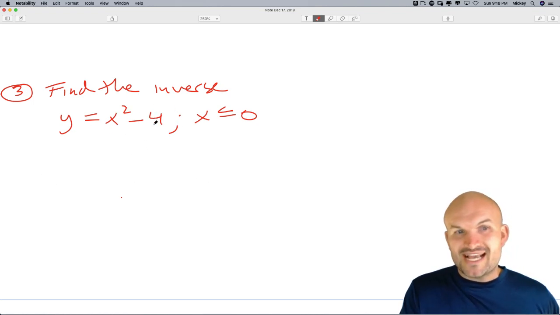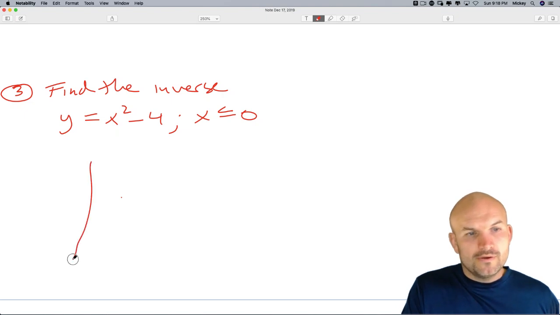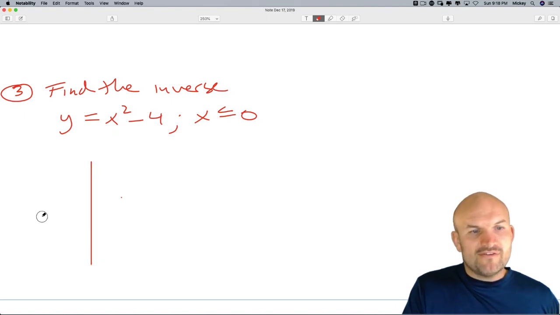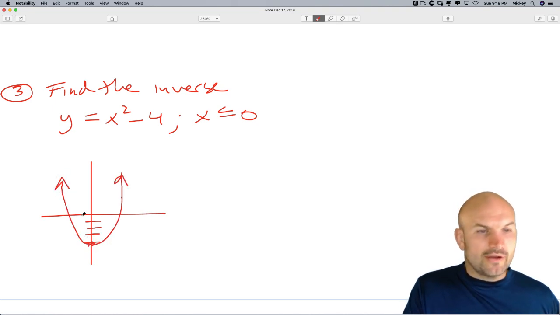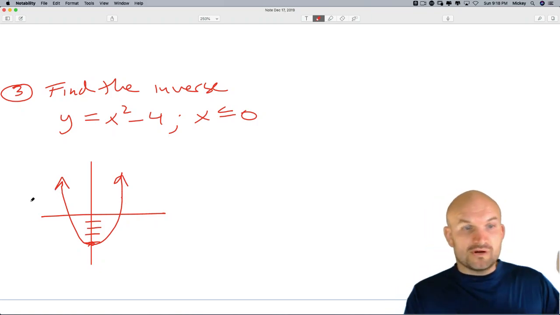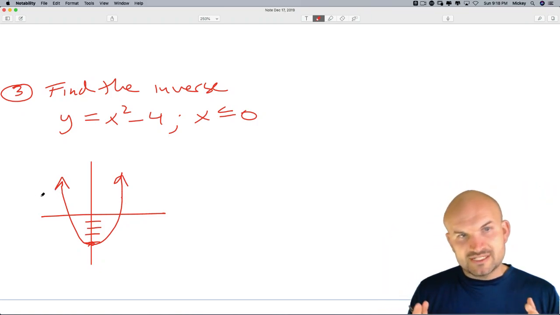So if I was to graph this, x squared minus 4, my graph would look something like this. So 1, 2, 3, 4. Right? So 2, 2. Okay, so there's the graph of x squared minus 4. It's basically a quadratic being shifted 4 units down.